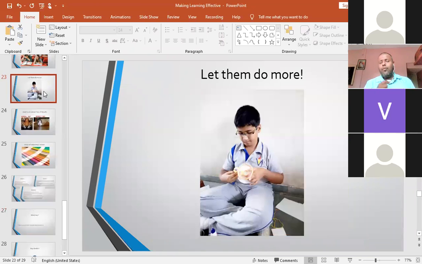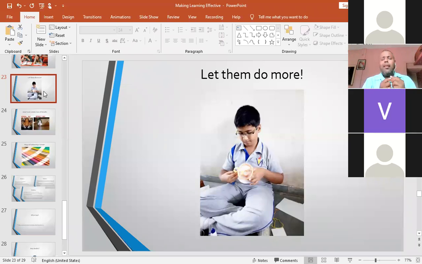Let them do more. Children learn more when they do more. Children, again I am saying, children learn more when they do more and listen less. So we need to see that our classes are child-led, child-centric classes, where children are at the center, where children are listening less and doing more.